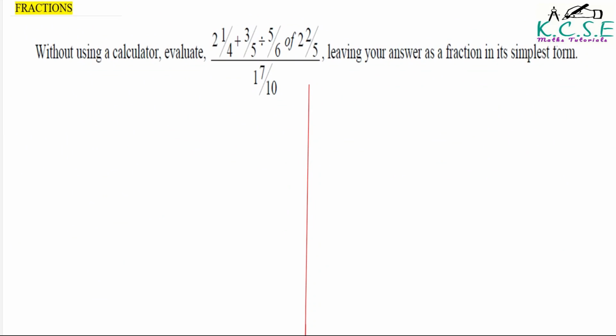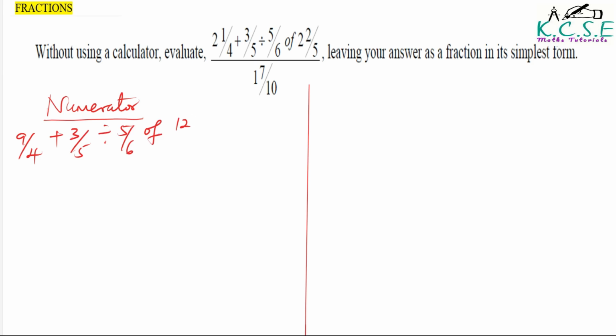Question number 2. Without using a calculator, evaluate, leaving your answer as a fraction in its simplest form. So let's begin with solving the numerator. We can begin by converting all these mixed fractions as improper fractions first. So the first one, 2 and a quarter, gives 9 over 4, plus this is 3 over 5, divided by 5 over 6, this is of, this will be 10 and 12 over 5.